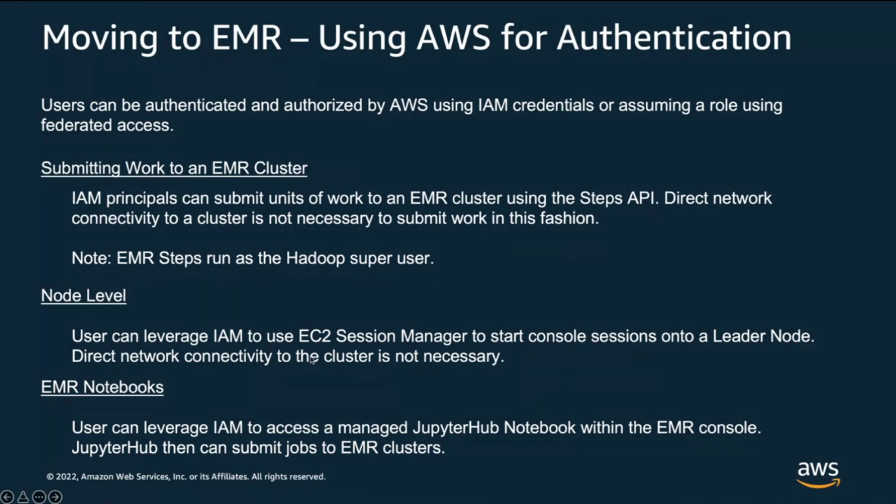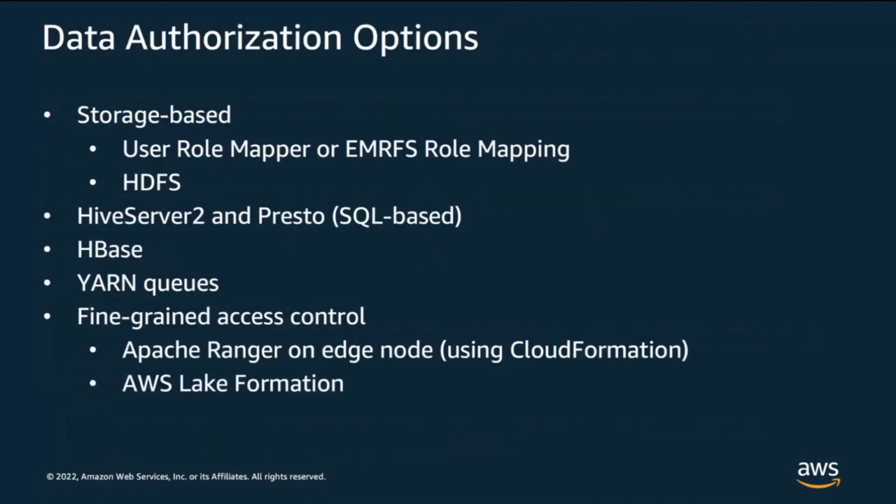For node level access, you can go with IAM, which can handle the EC2 Session Manager to start the console. Using public keys is not recommended nowadays. You should go with the EC2 Session Manager so that you can authenticate with the help of IAM. Your data scientists and team can go with EMR notebooks, which are Jupyter notebooks for the EMR console, and submit their jobs to the EMR cluster. These are very common ways, using IAM credentials or assuming a role using federated access.